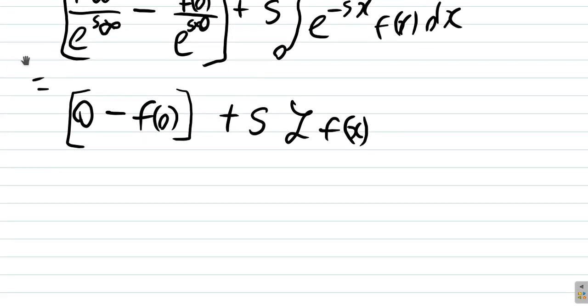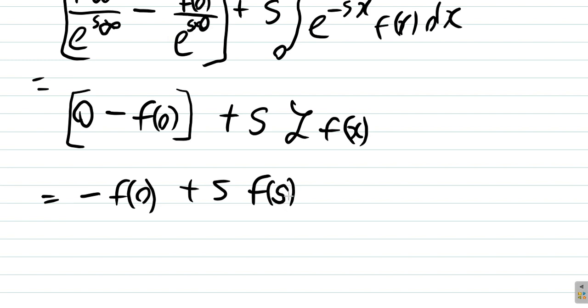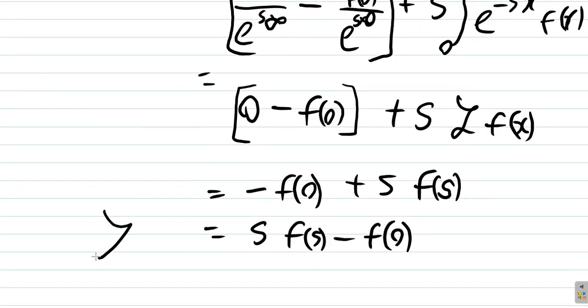Now, here, this is equal to, now, what we have is negative f of 0 plus s times the Laplace transform of f of x, which is also called F of s. Right? So this can be written as s F of s minus f of 0. Now, when you look up the Laplace transform of f prime x, this is what you will find: s F of s minus f of 0. So this is the Laplace transform of f prime x.